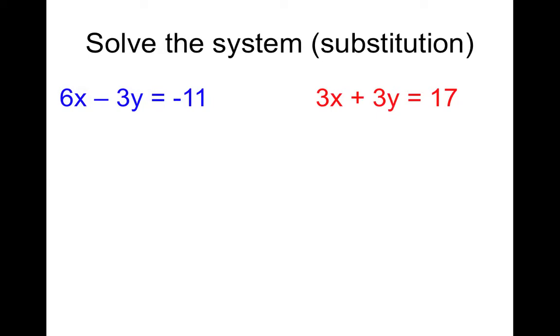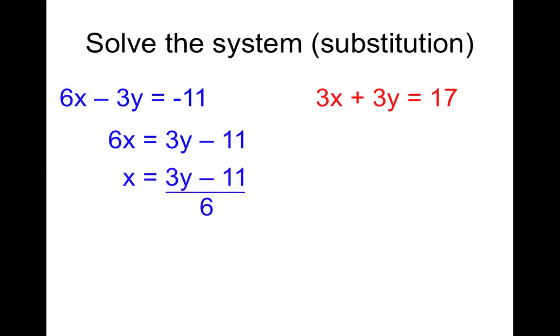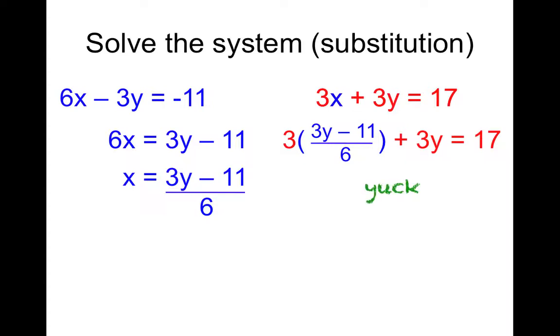There's an algebraic technique we can use called substitution, where we get one letter by itself in one equation. So over here in the blue equation, I'm going to get the x by itself. So I added 3y to both sides, and then I'll divide both sides by 6. Then if we replace the x in the other equation with that expression, 3y minus 11 all over 6, we end up with an equation that only has y's in it. And we could theoretically solve this equation for y, but with that big fraction in there, this is kind of a mess. Substitution will always work, but it's not always pretty.